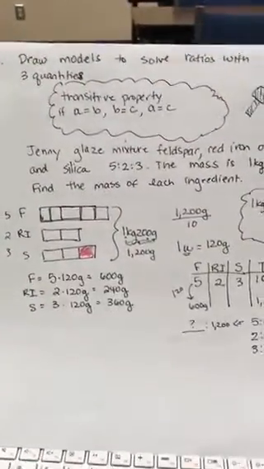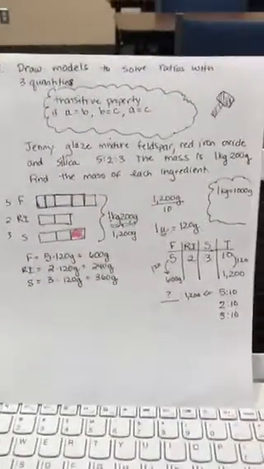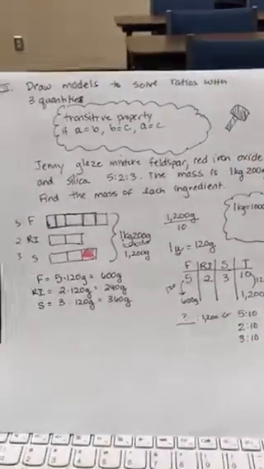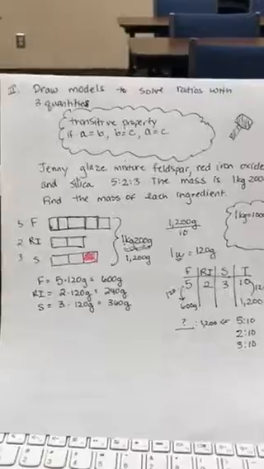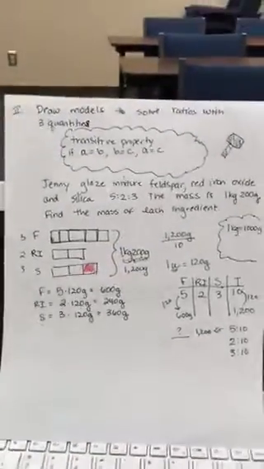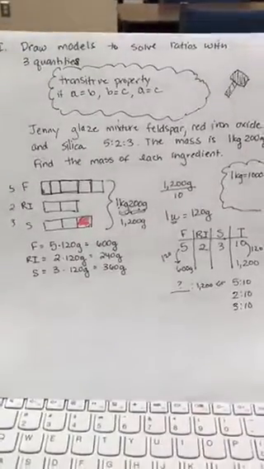Okay, so here's the second problem, and as you see on the right here, my attempt to draw Thor's hammer, and that will all make sense in just a minute. So in this section, we're going to draw models to solve ratios with three quantities.